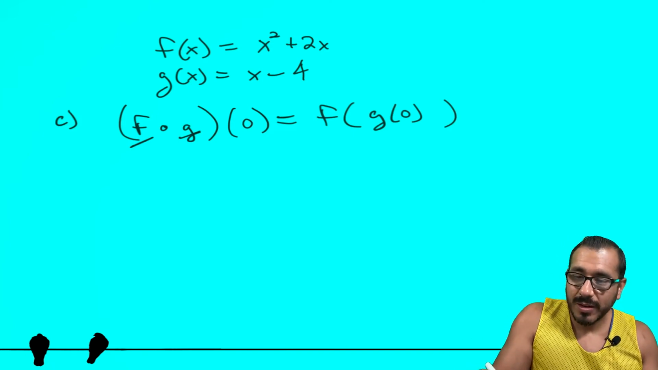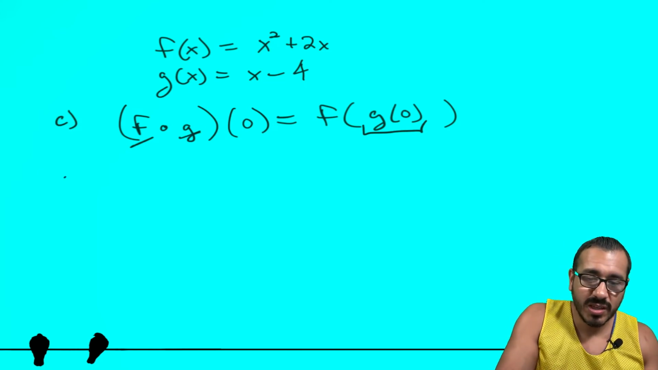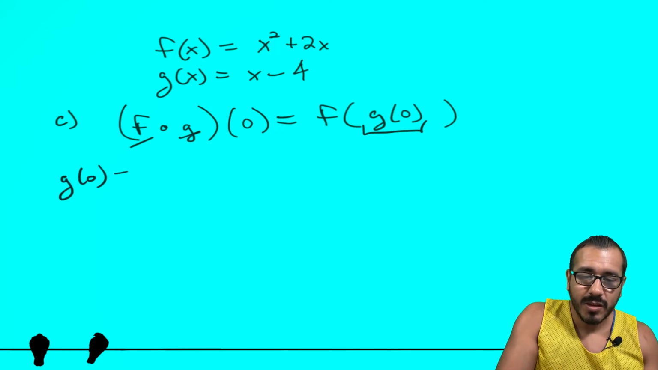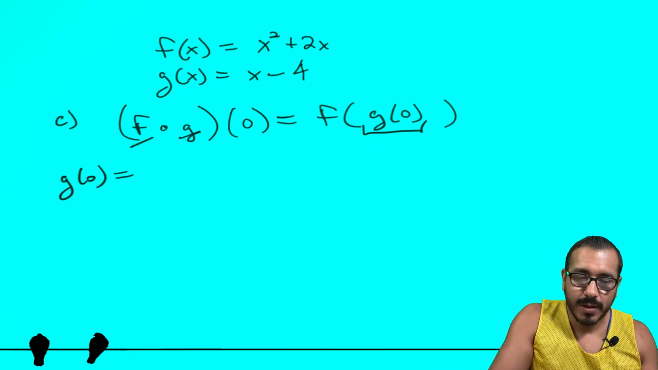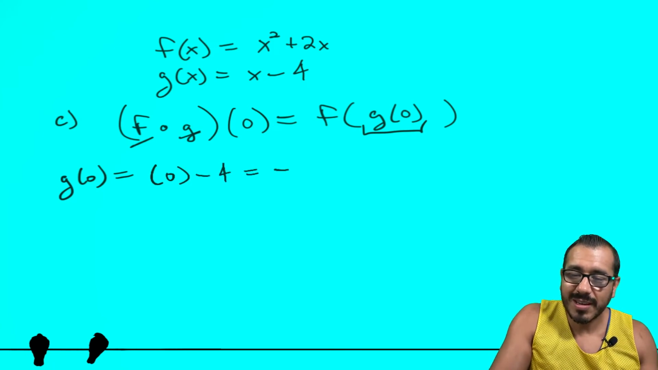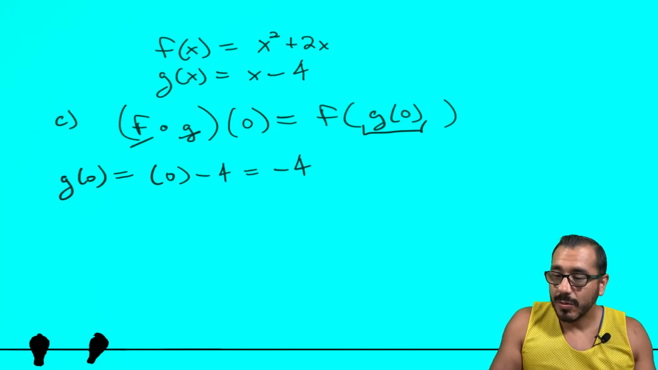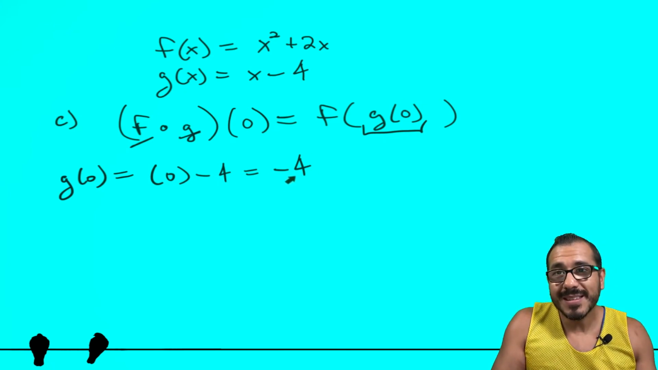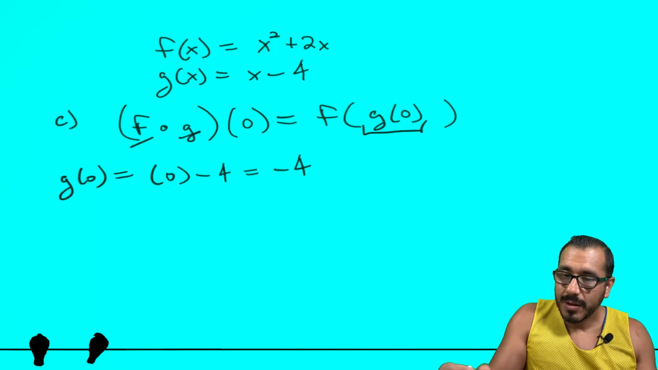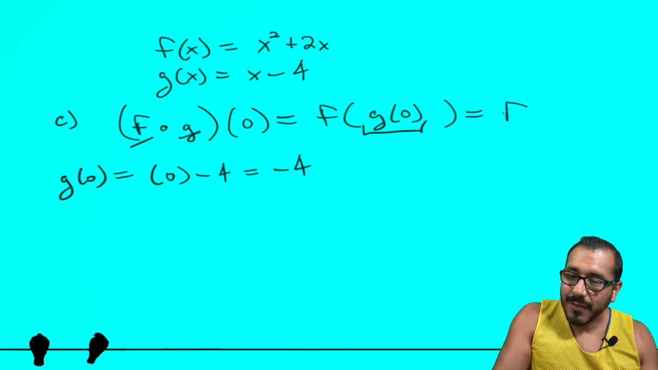Alrighty, folks. We already know the process. We're going to first start with that inner function, which is g of 0. So what is g of 0? Well, let's plug it in. 0 minus 4, so parentheses 0 minus 4, which is just -4. Just like before, now we know g of 0 is this -4 right here. So we are left with f of -4.